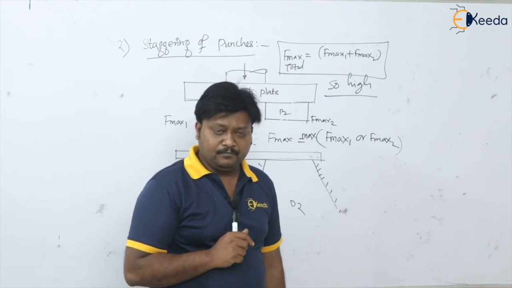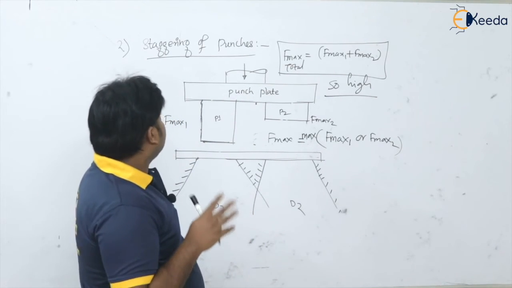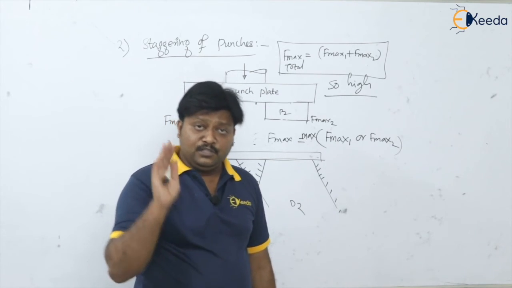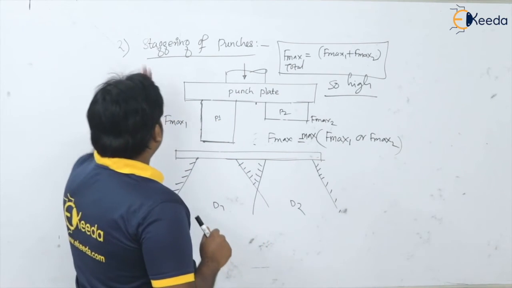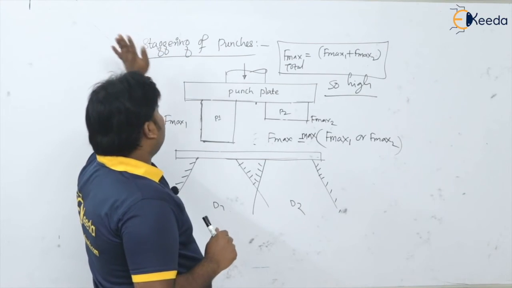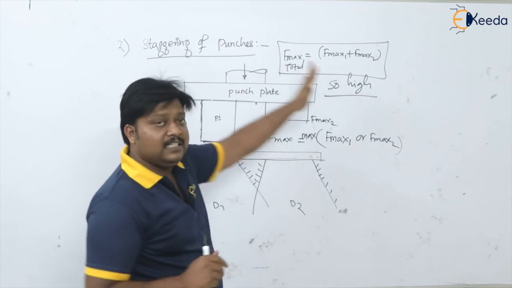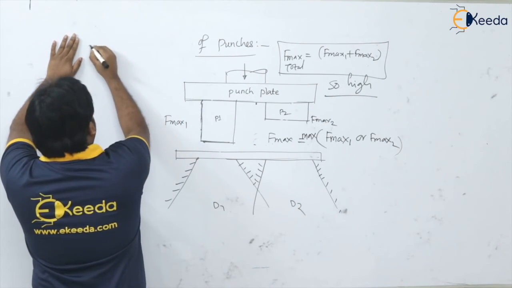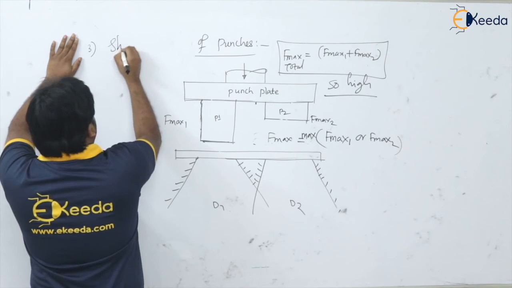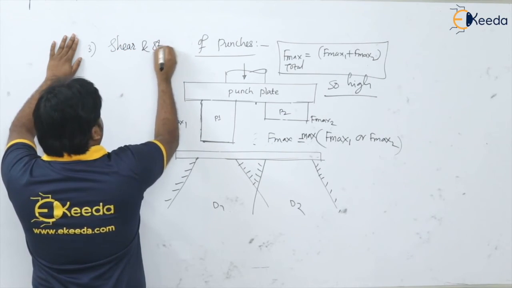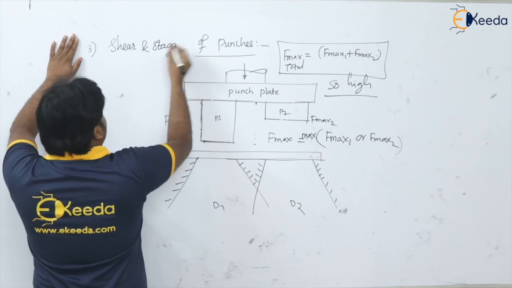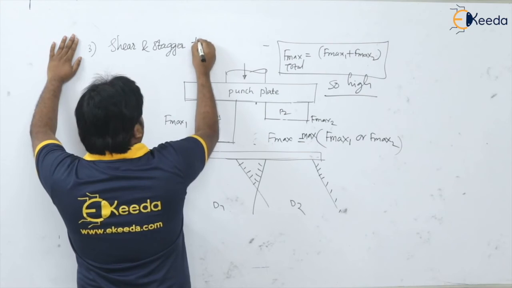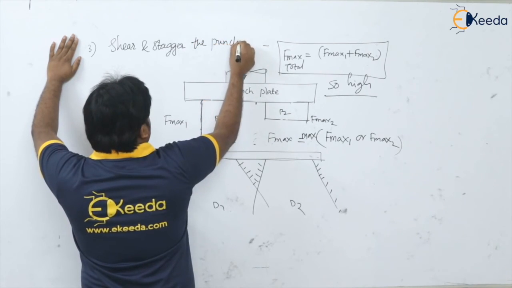That is the limitation. Now dear student, the third method that we are going to discuss for reducing the force is the provision of shear as well as stagger. The shear and stagger are together. The third method is shear and stagger of the punch or the punches.